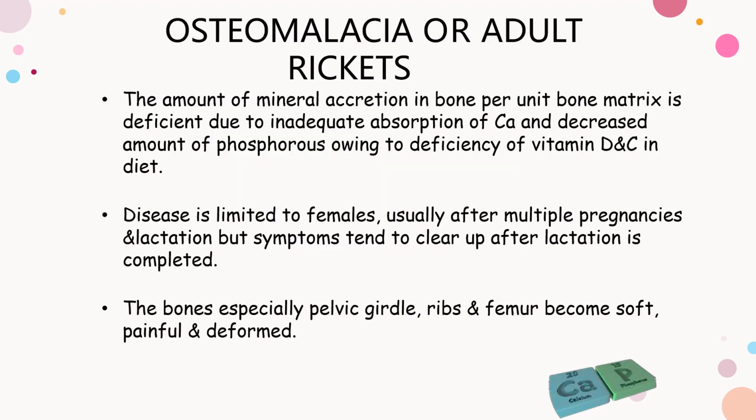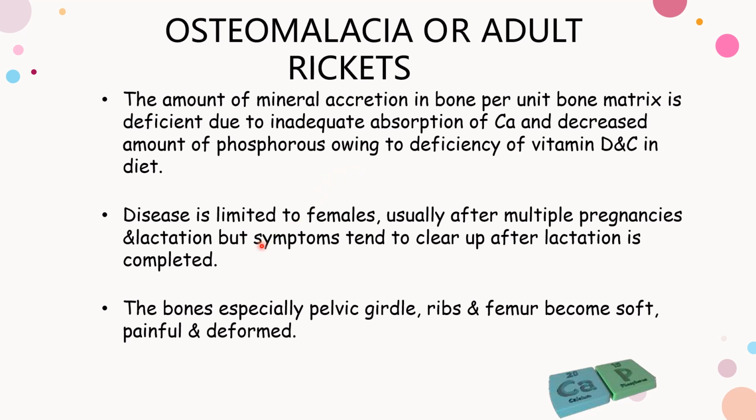And then with osteomalacia or adult rickets, the amount of mineral accretion in bone per unit bone matrix is deficient due to inadequate absorption of calcium and decreased amount of phosphorus owing to deficiency of vitamin D and C in the diet. So in adults there will be decreased concentration of vitamin D and C in the diet, so that will be leading to deficient absorption of calcium and decreased amount of phosphorus in the blood.